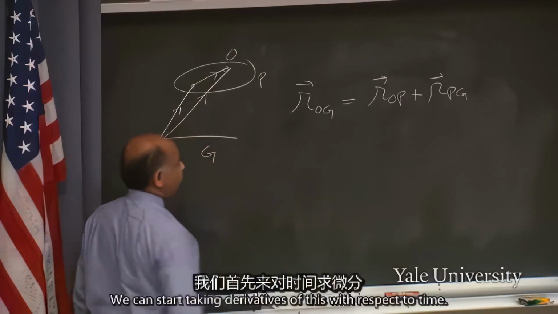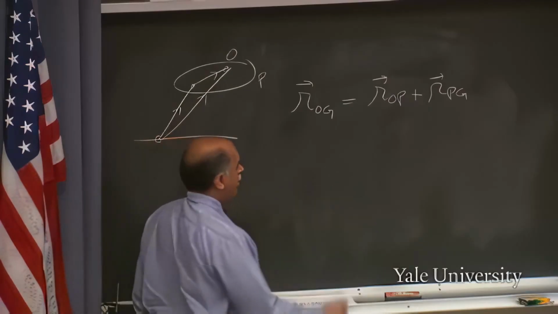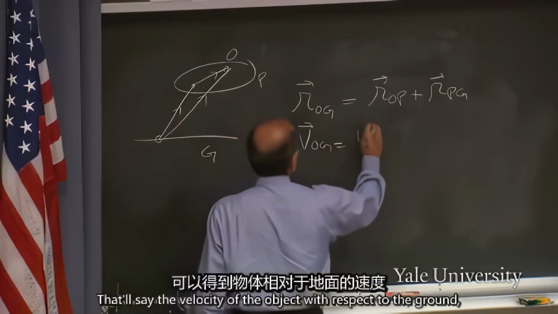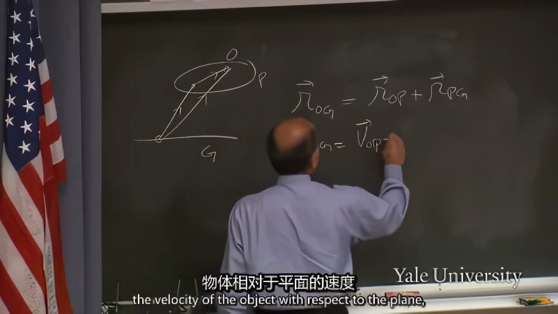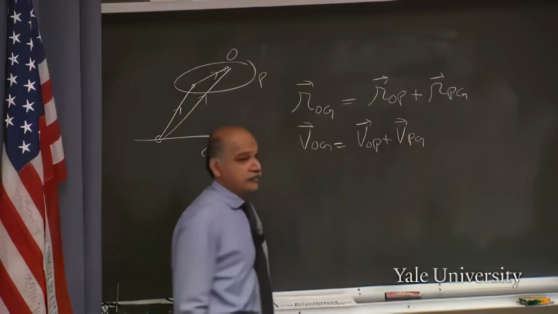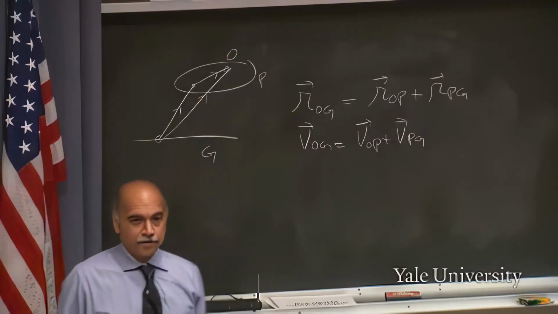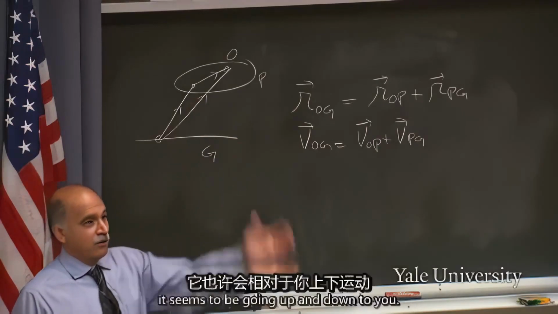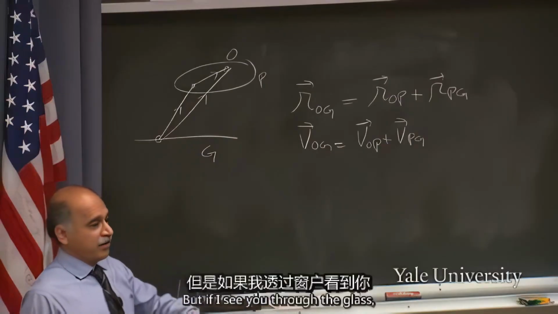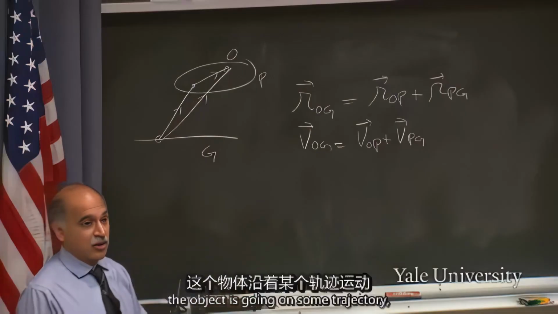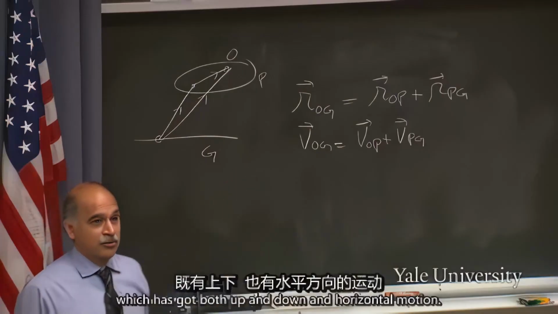Now you can start taking derivatives of this with respect to time, and that will say the velocity of the object with respect to the ground, the velocity of the object with respect to the plane, and the velocity of the plane with respect to the ground. That means if you're going in a plane and you throw something up in the air, it seems to be going up and down to you. But if I see you through the glass, the object is going on some trajectory which has both up and down and horizontal motion.